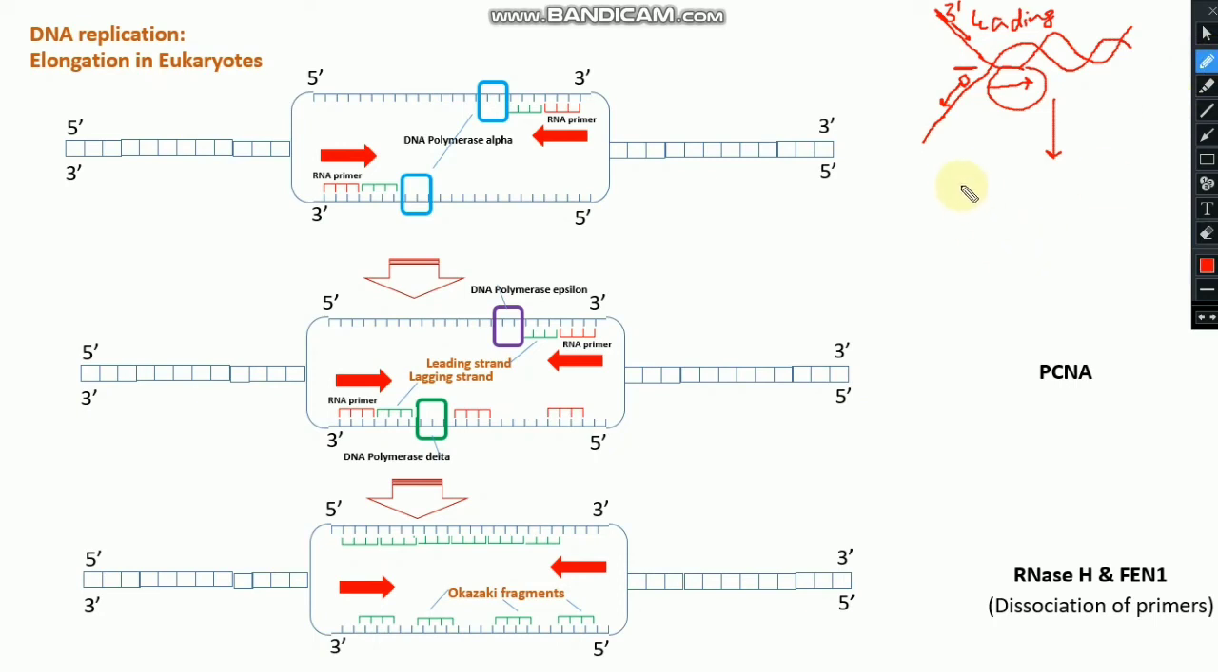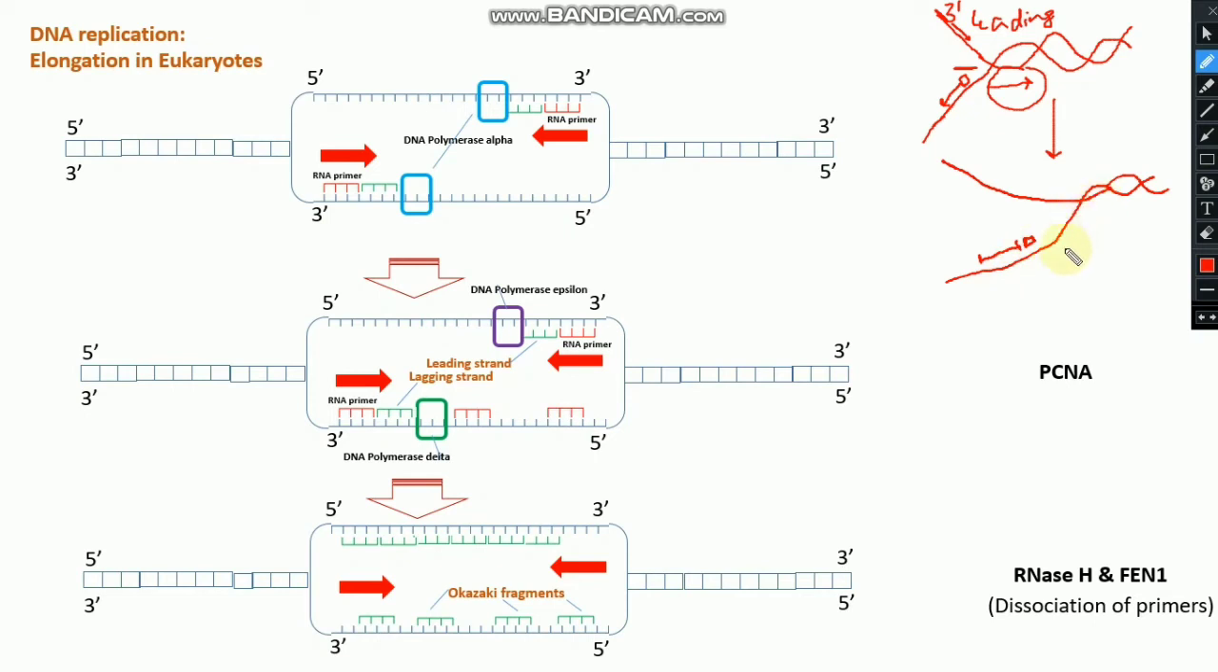So here what happens? The DNA helicase works further and unwinds another stretch of the two DNA strands, right? Then you see here, this stretch of the DNA strand was already formed in the previous step. So here is the DNA strand.